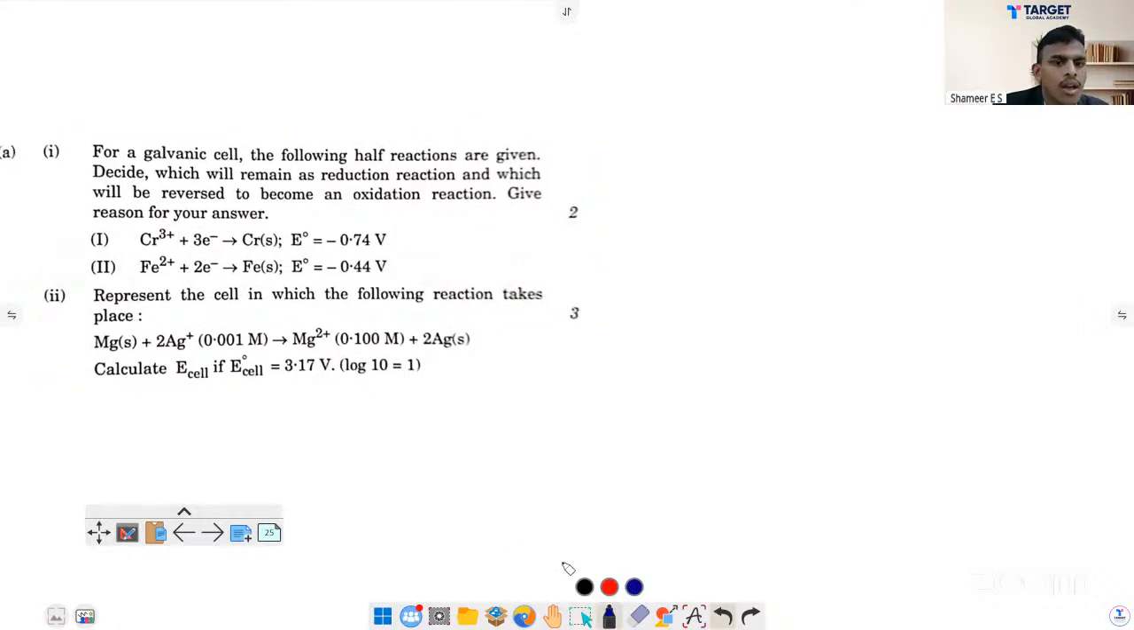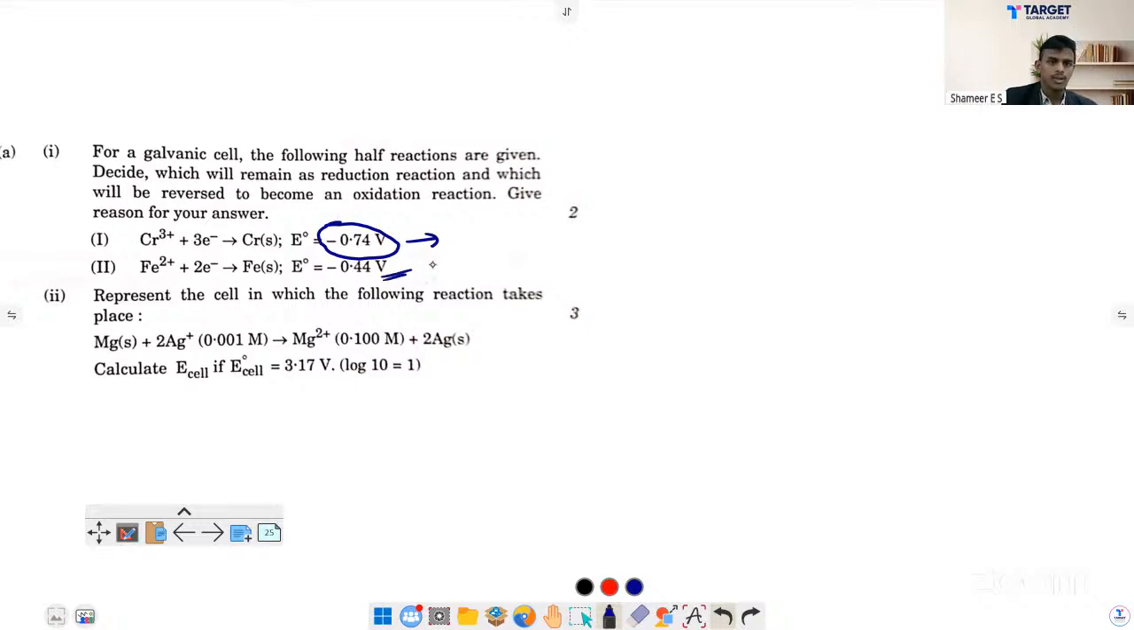So which will be the reduction reaction? You can see which is the most negative. This is most negative, correct? So this is an oxidation. Actually, most negative means this is oxidation. The other will be a reduction. Clear.